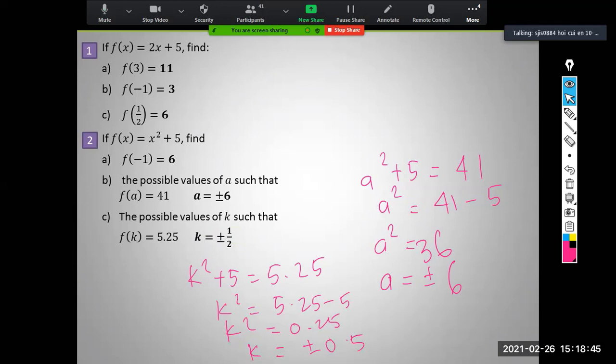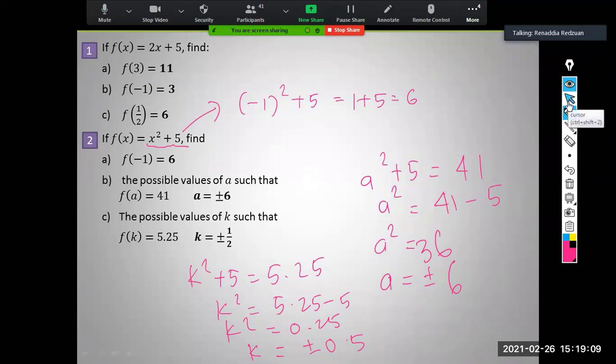The 2a, how do you get 6? Negative 1, the x is negative 1, right? So you substitute here. So you get negative 1 squared plus 5. So negative 1 squared is 1, plus 5 is 6. Oh wait, the negative needs a bracket. Yes. Okay, thank you, Miss.